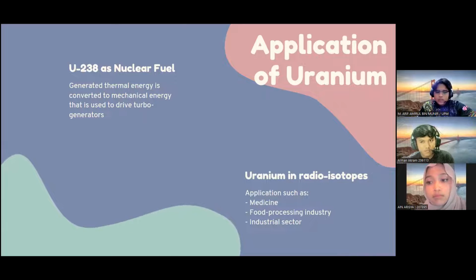Radio diagnosis can be used to detect disease by injecting a certain radio element into the human body and observing its path. Secondly, in the food processing industry, radioisotopes are used to sterilize fresh produce because irradiation can kill parasites, pests, and bacteria. And last, we have the industrial sector, where radioisotopes are used for industrial X-ray requirements.